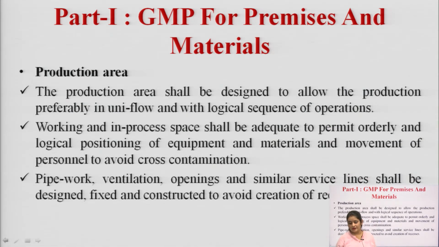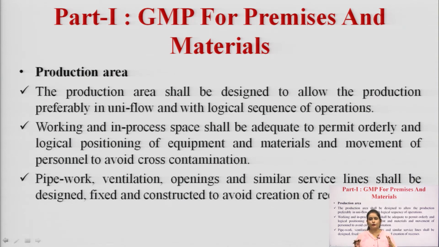Next, our general requirement is the production area. We have discussed the water system, disposable waste, location, layout of factory and warehousing. Now, where the manufacturing will be run, we should also take care of that particular area. The production area shall be designed to allow the production preferably in uniflow, or you can say it must be free from cross contamination.